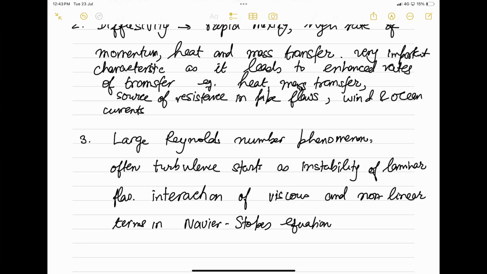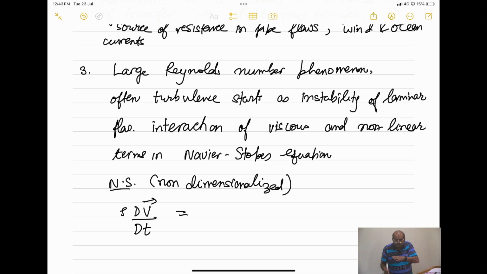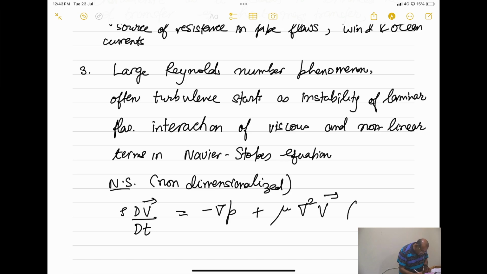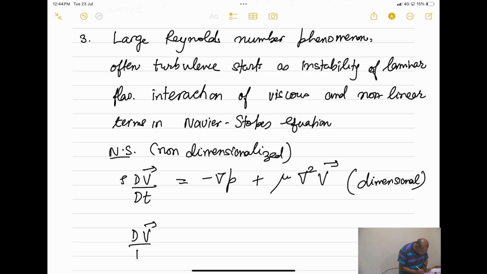In general, if I say that turbulence is a large Reynolds number phenomena, then if you look at it in the Navier-Stokes equations, if I look at the non-dimensionalized form of the equations, then the equations look like rho times, and this contains both the convective as well as the local term, I have put it as total derivative, equal to minus grad P plus mu del square V. So this is the dimensional form, and the non-dimensional form becomes dV by dt is equal to minus gradient of P star, or maybe I can use V star here, plus 1 over Re del square of V star.